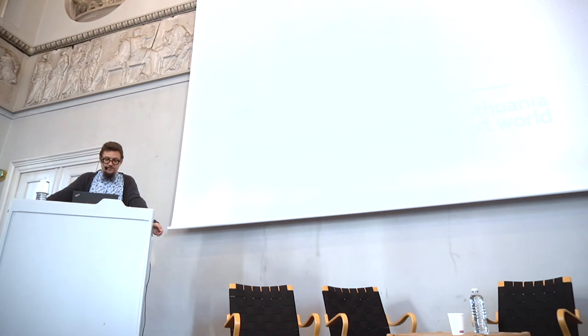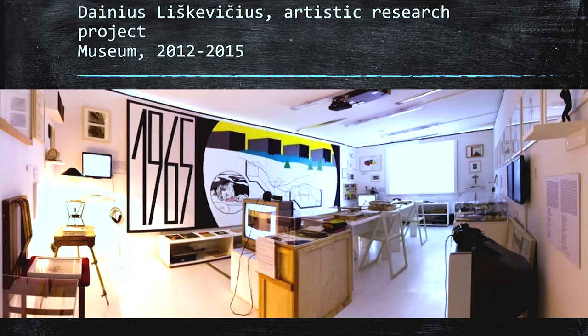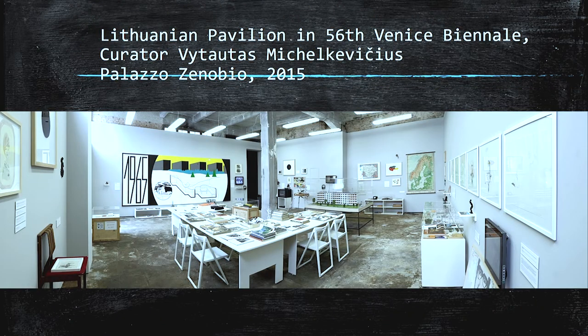So this was one of the projects I was curating in the Lithuanian Pavilion in Venice Biennale, and this was an artist-conceived museum. Basically, the main idea was that the artist, Dainius Liškevičius, made a museum of his own works and some design artifacts from the period of the 60s, 70s and 80s in Lithuania. And he was trying to contest art history of Lithuania and trying to prove by his artistic moves that some artistic movements were existing which were not discovered yet by the art historians.